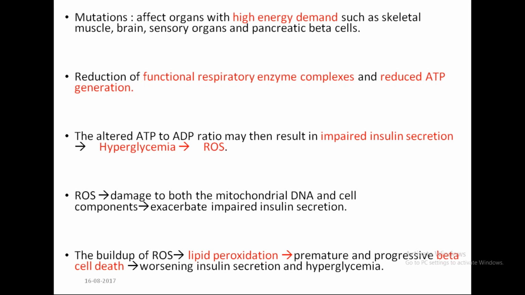These are the last few slides. I'll just brush up fast. There is a reduction of functional respiratory enzyme complex and reduced ATP generation in this case. And finally, whatever the reason, if there is hyperglycemia and free radical damage, this can cause damage and cell death.